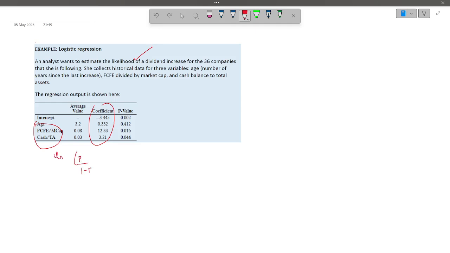Log odds equals minus 3.445 plus 0.332 x1 plus 12.33 x2 plus 3.21 x3. Right, now first we'll follow the first step. Calculate the probability using the average values.